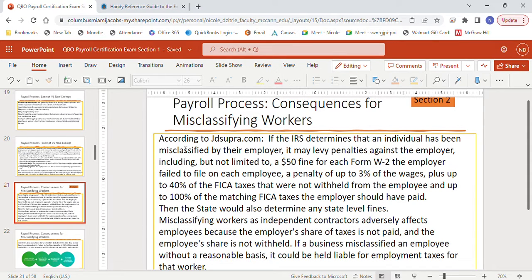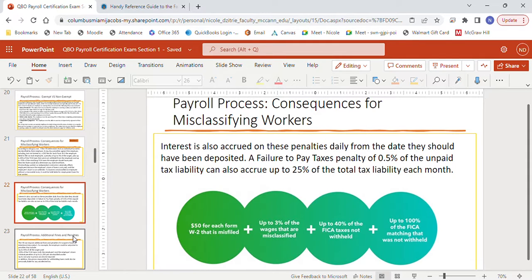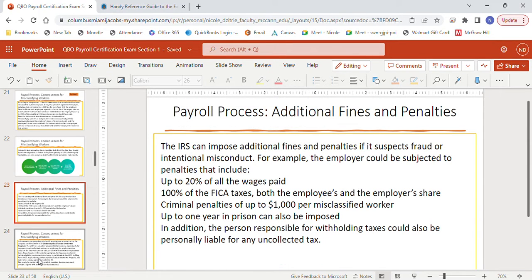So we're actually going to go over this in section 2 again, and I have a little visualization for you. And then this is the visualization that they had there, showing you the $50, the 3%, the 40%, and the 100%. Again, I'm going to revisit this in the next section.